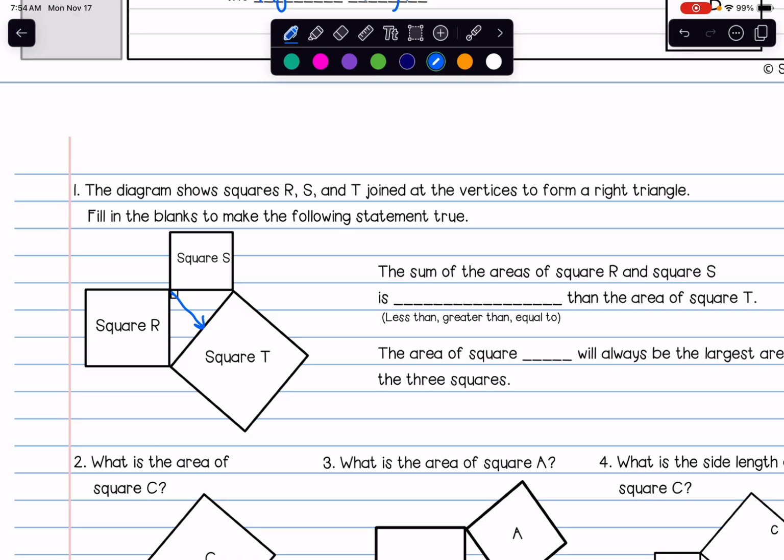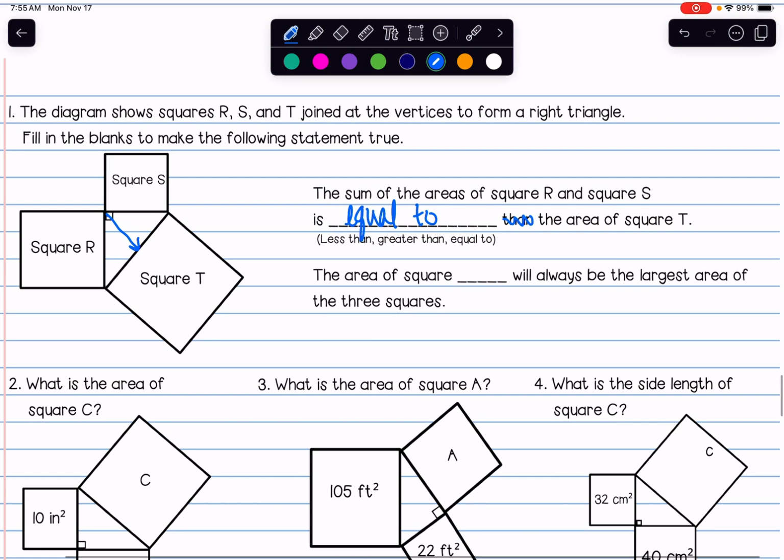So the diagram shows squares R, S, and T joined at the vertices to form a right triangle. Fill in the blanks to make the following statement true. So the sum of the areas of square R and square S is equal to, we don't need than, the area of square T. The area of square T is always going to be your largest area.